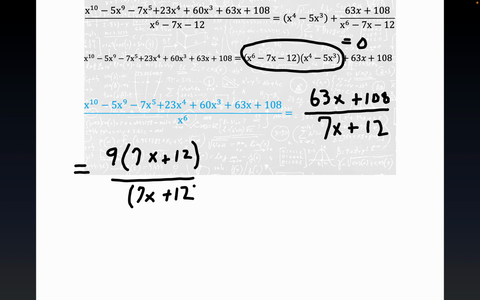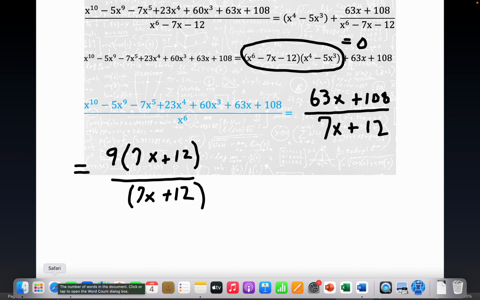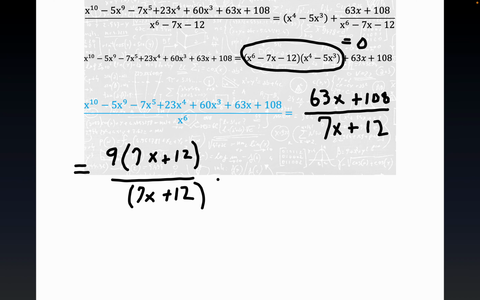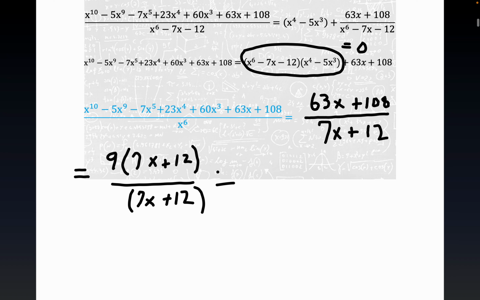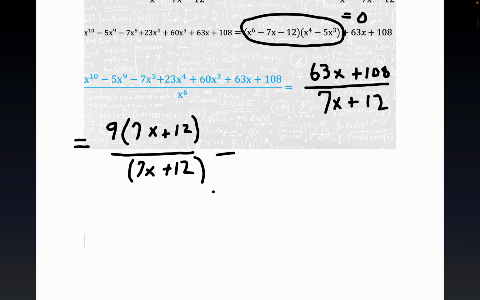All right, so these two factors, provided 7x plus 12 is not equal to 0, cancel, and we get a solution. This entire expression is going to be equal to 9. Right, now a little bit of caution here. That's provided that 7x plus 12 does not equal 0.